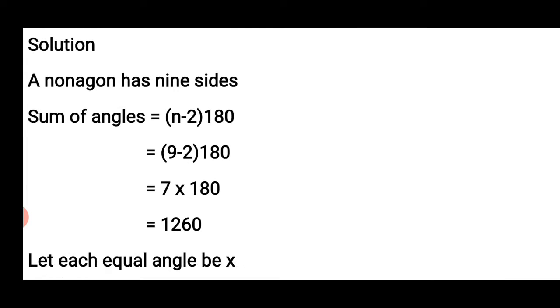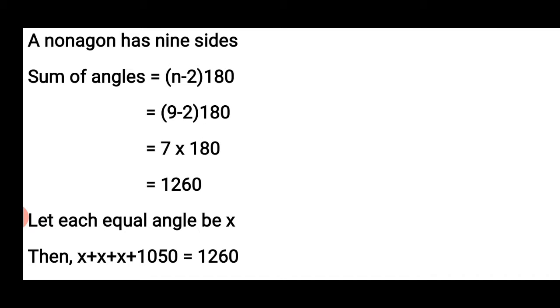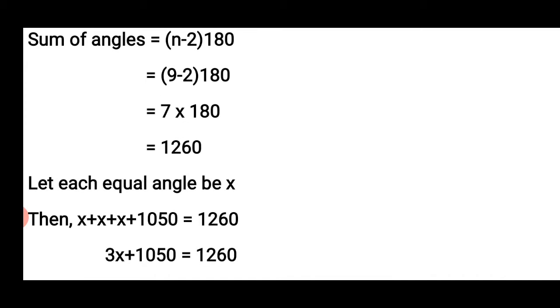9 minus 2 is 7. Then we have 7 multiplied by 180. And the sum is 1260 degrees. Now we have known the sum of angles in a nonagon. Any nonagon, the sum of angles is 1260. Now we are given this, that 6 of the angles have been added and the sum is 1050.